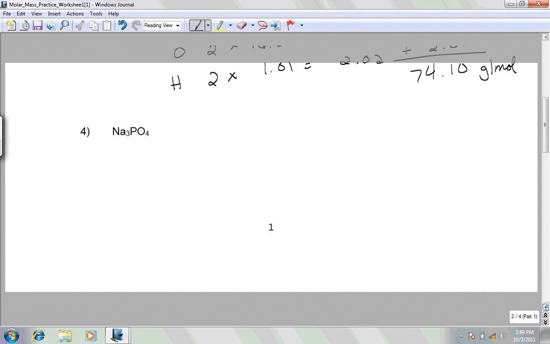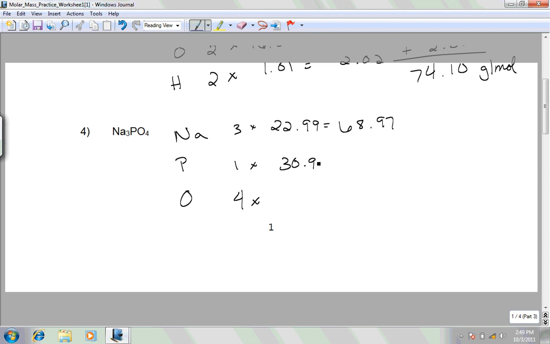Number 4. Oops, too far. Sodium, phosphorus, and oxygen. We have 3 sodiums, 1 phosphorus, and 4 oxygens. Looking on the periodic table, we find that sodium is 22.99, so it's 3 times 22.99, which comes out to be 68.97. Phosphorus is 30.97, so 1 times 30.97. And oxygen is 16.00, which comes out to be 64.00.